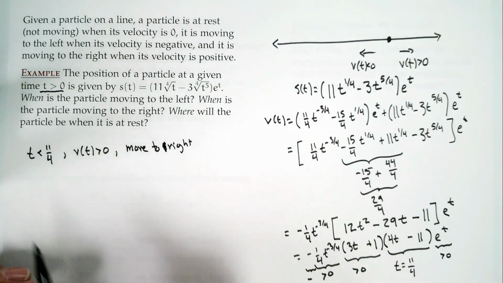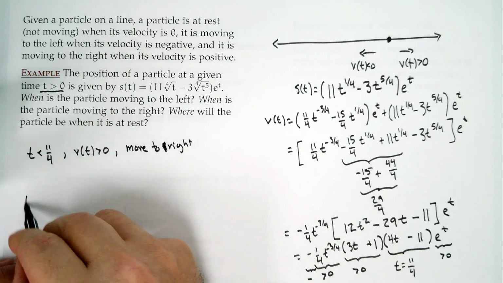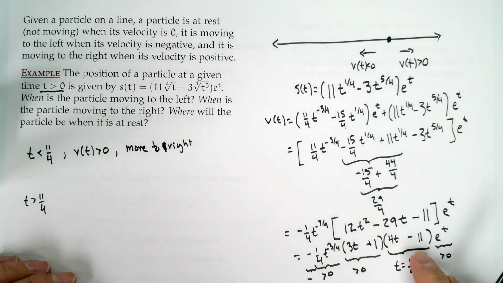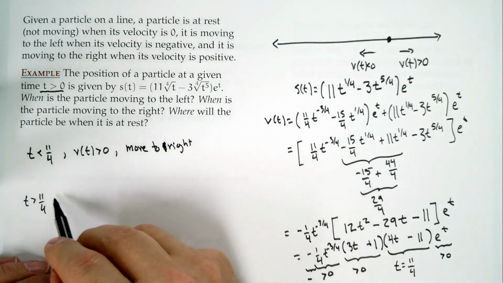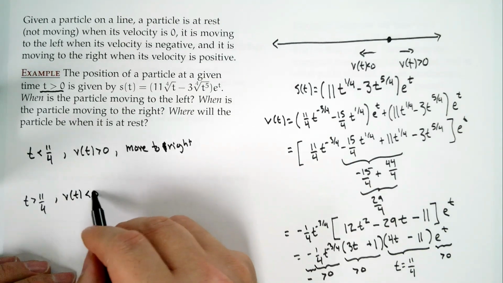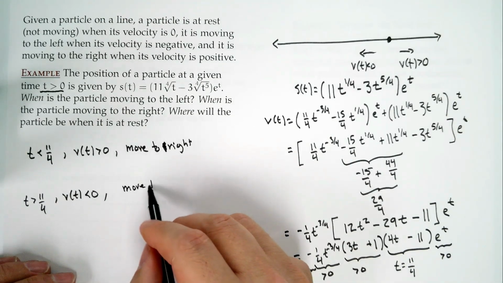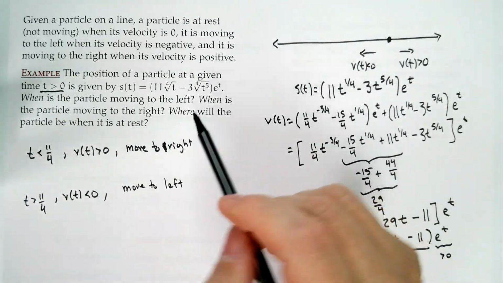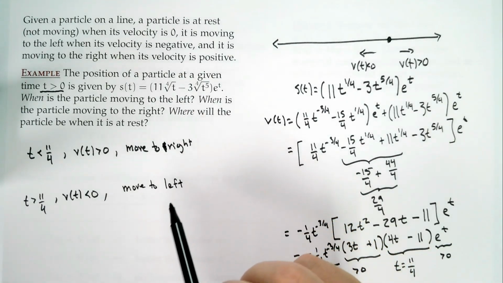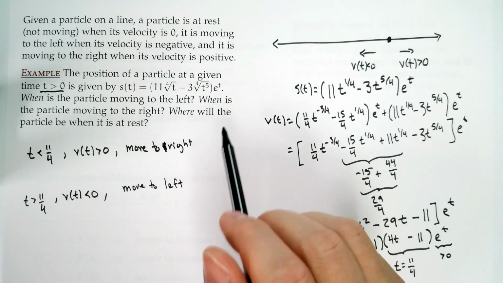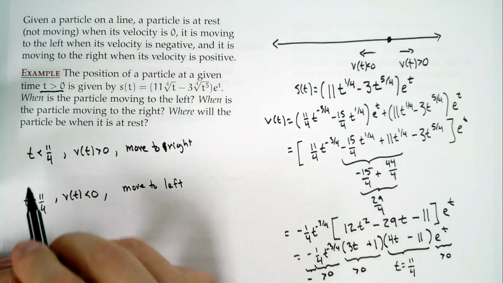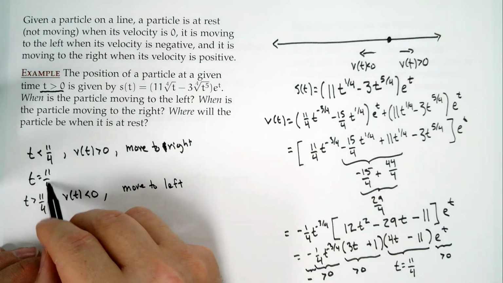All right, what about above 11 fourths? Well, if we're above 11 fourths, pick a number like a billion. 4 billion minus 11 is positive. Positive, positive, positive, positive, negative. All right, that says v of t is negative, which means we move to the left. Okay, so we've answered the first two questions. We are moving to the left if we're above 11 fourths, and we're moving to the right if we're below 11 fourths. So that just leaves one time. At t equals 11 fourths, the particle is at rest.